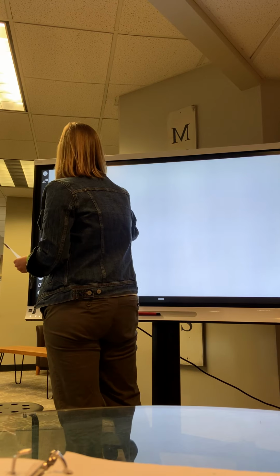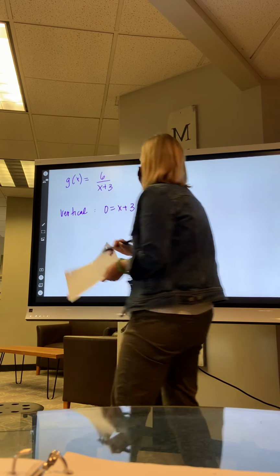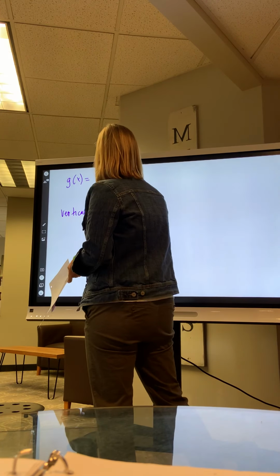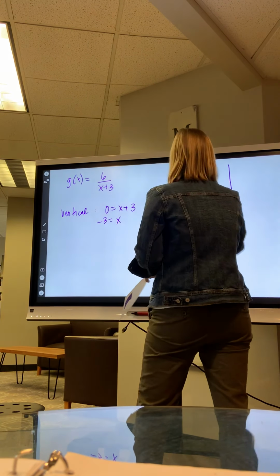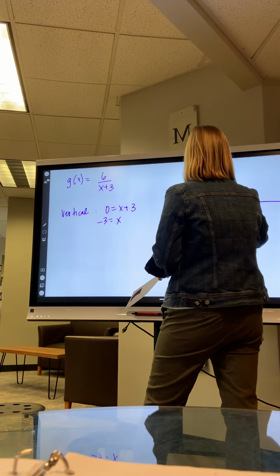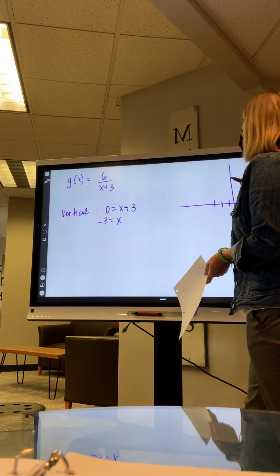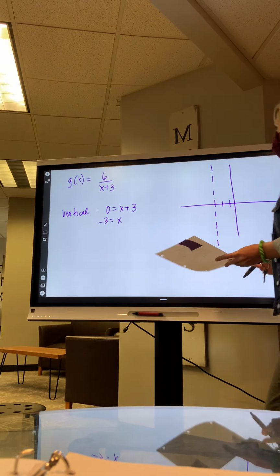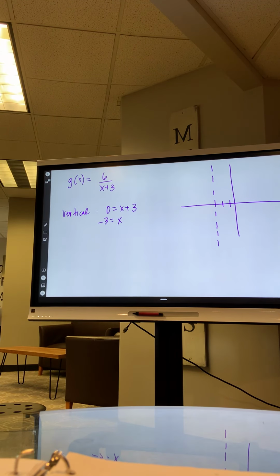Is that what B is? So 0 equals x plus 3. What's the vertical asymptote here? Negative 3. So this is the vertical asymptote. I'm going to start to put stuff together. Okay, that's one thing we know. What about a horizontal asymptote?